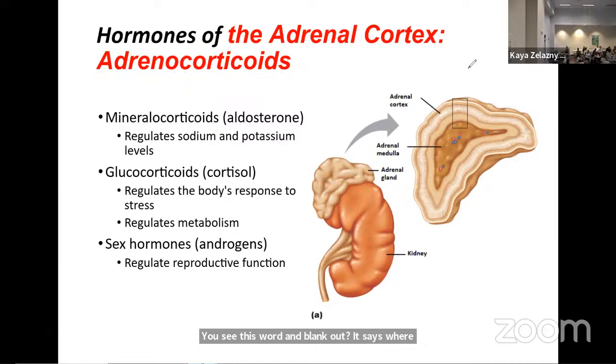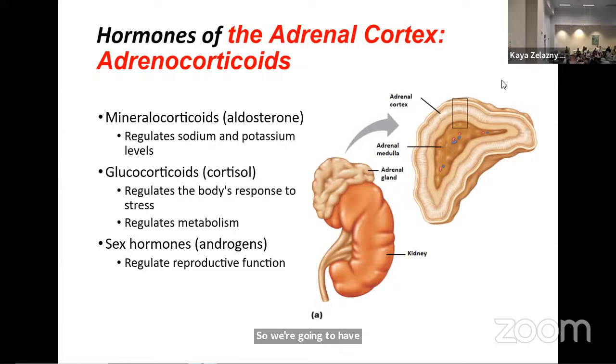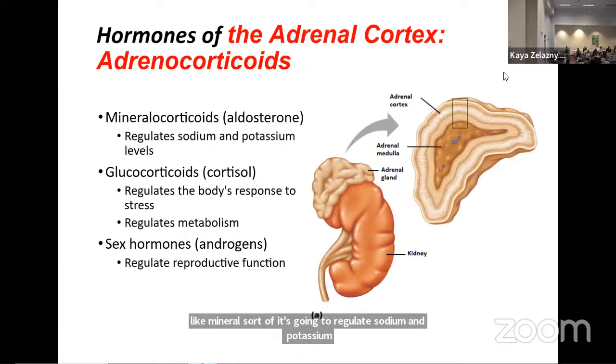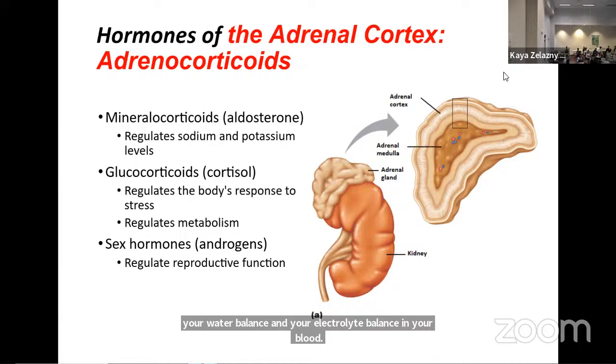Right? So we're going to have our mineralocorticoids, specifically aldosterone. So it's going to regulate things like minerals, sort of. It's going to regulate sodium and potassium. And it's going to be important when we think about kidneys and all the stuff they're doing to affect your water balance and your electrolyte balance in your blood. So aldosterone will come back, that mineralocorticoid in A&P2.